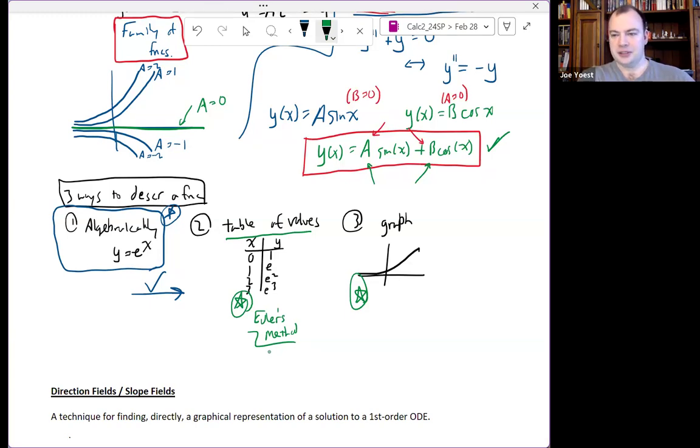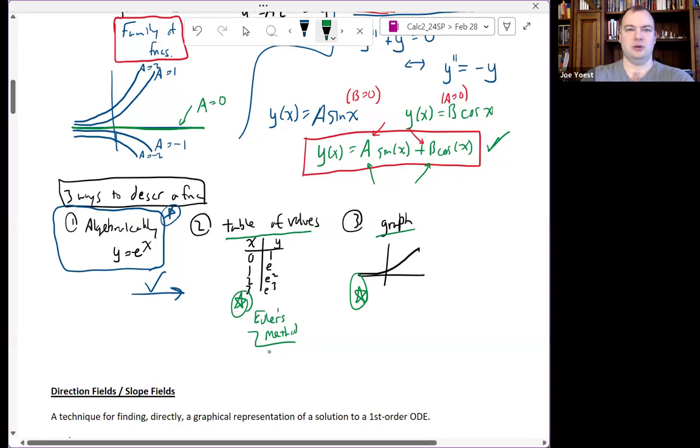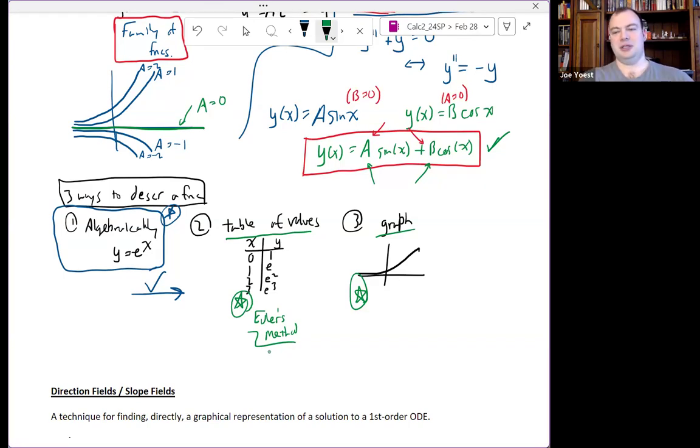We can also directly get a graphical representation for a first order equation without going through the algebraic structure.